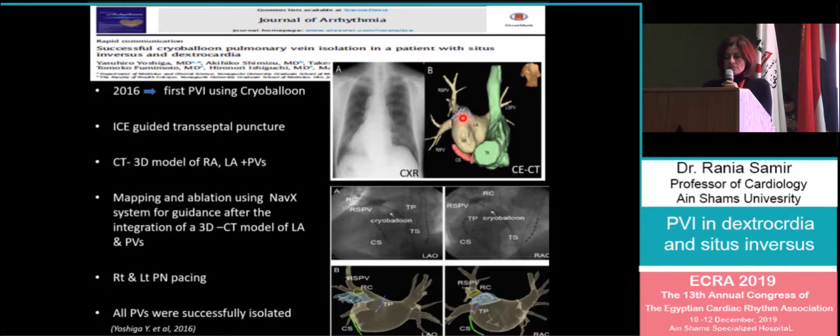The left atrial appendage is related to the right-sided pulmonary vein, and the left-sided pulmonary vein is actually related to the SVC. And they did mapping and ablation using the NAVIX system for guidance after integration of the 3D CT model of the left atrium and pulmonary veins. All pulmonary veins were successfully isolated with no complications.